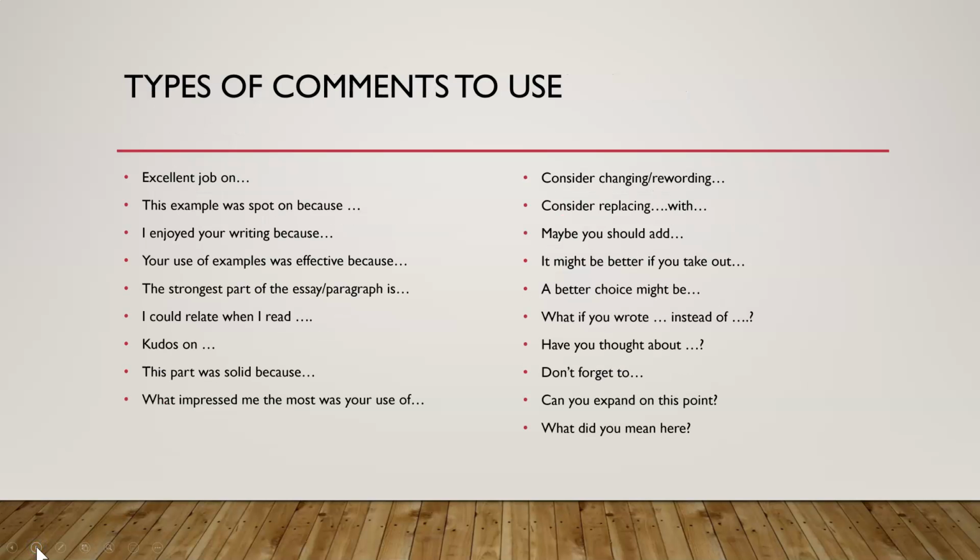Some comments that you should make: excellent job on this. This example was spot on because of this. Or what if you wrote this instead of this? Have you thought about this? So any of these sentences are good to help you make comments on your peer's paper. But whatever you do, don't just give a review that states, I agree with you, I went through something similar. It's not a review in the sense that you're reviewing a movie. You are reviewing your peer's paper to help them improve their writing. So keep these comments in mind. That can help you structure positive feedback to give your peer.